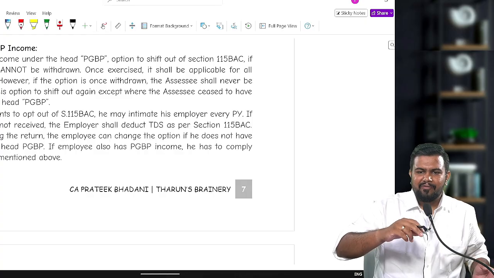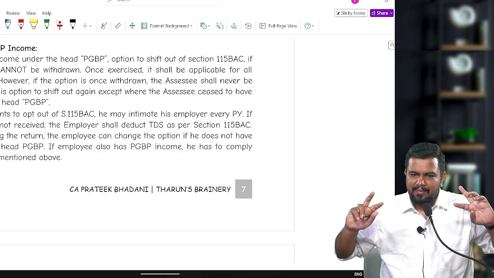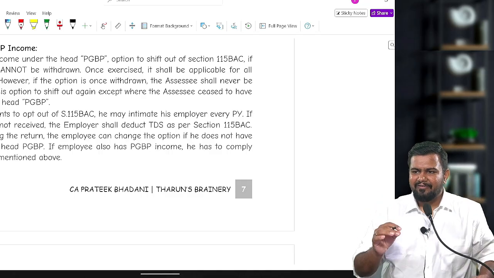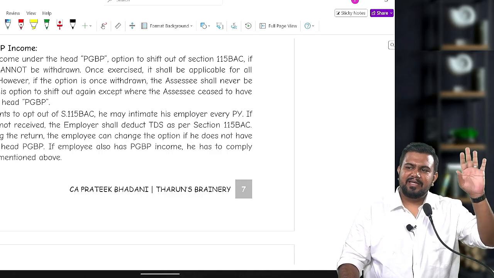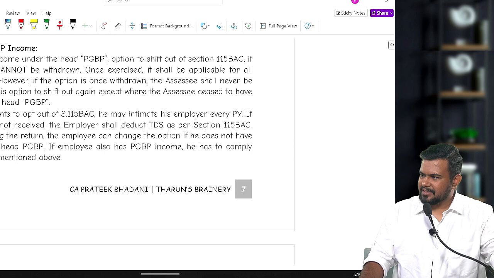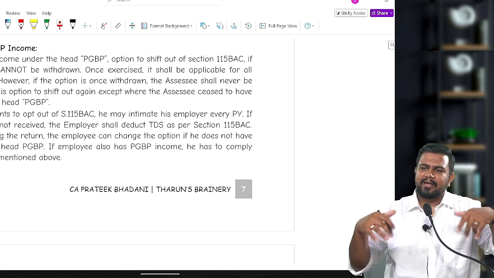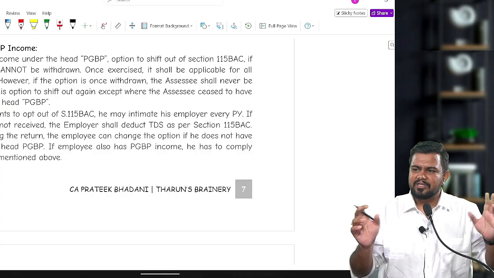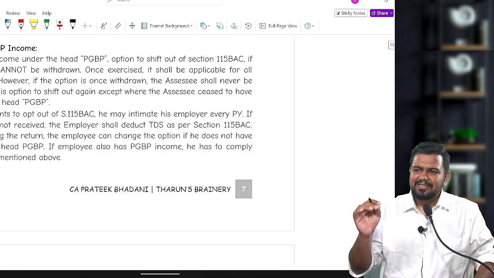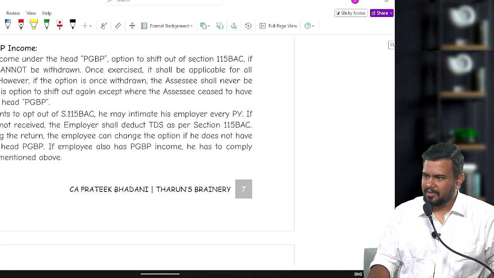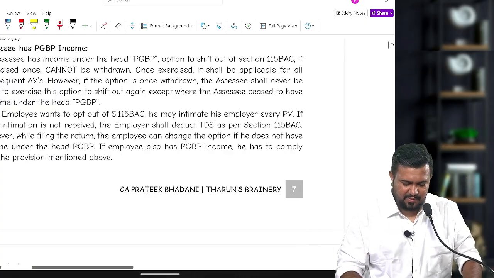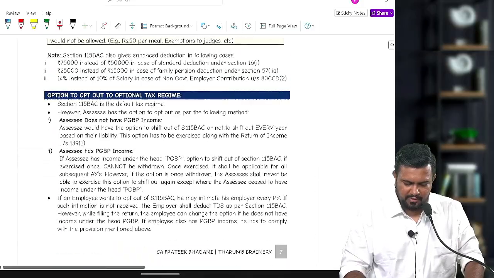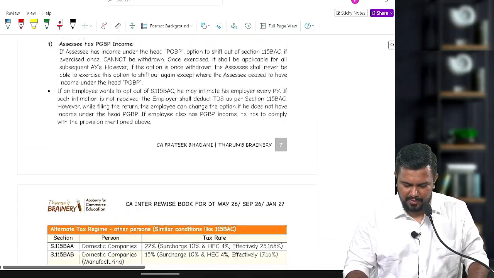Fine. Now, if the employee asks the employer, please deduct my tax under default tax regime, then while filing the return of income, if the employee wants to change the regime, can the employee change? Answer is yes. While filing the return of income, even if the TDS was deducted under new tax regime, still the employee can convert to old tax regime, no problem. And every year he can do this conversion. There is no issue unless the employee is also having PGBP income. Okay, if employee is having PGBP income also, then he has to be careful. So this was about old tax versus new tax, how to opt in, opt out.